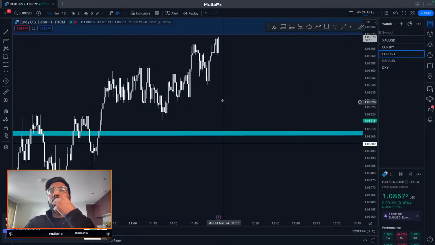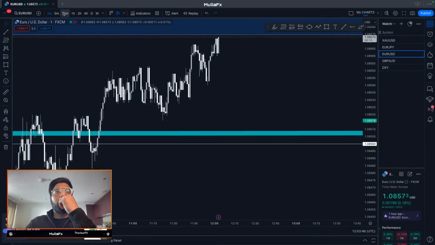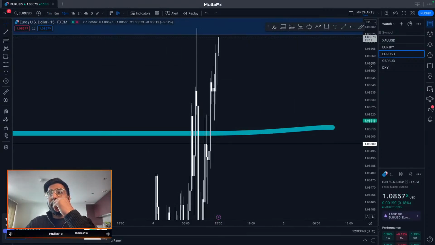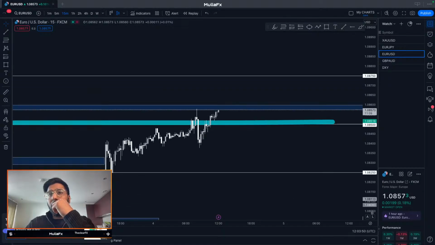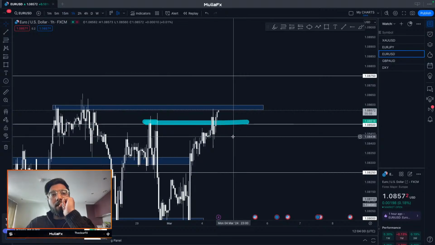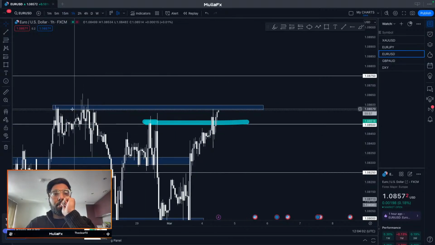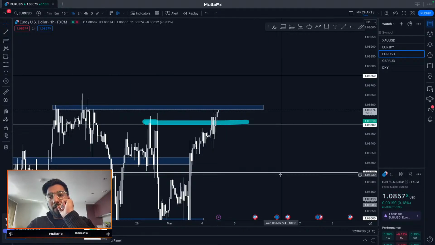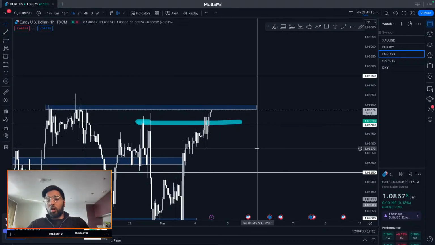And let's look at Euro USD. Let's look at the 50 minutes. Okay, there we go. Price is now slowly starting to respect. We could actually place a buy right now. But I'm going to wait till price breaks this because I know there's going to be a lot of liquidity.